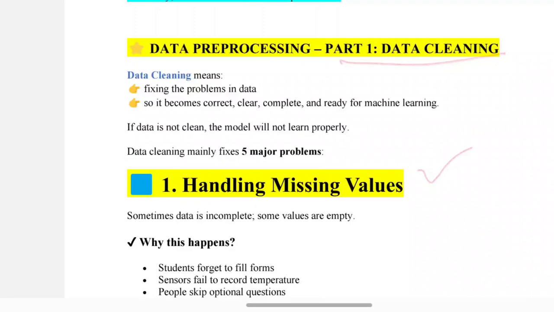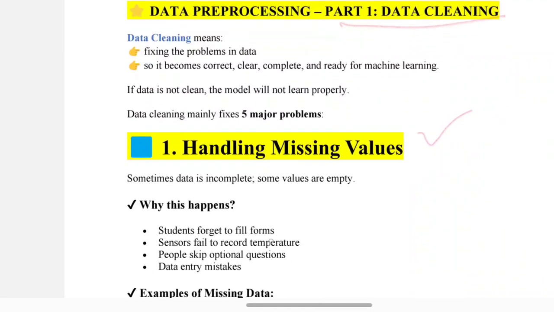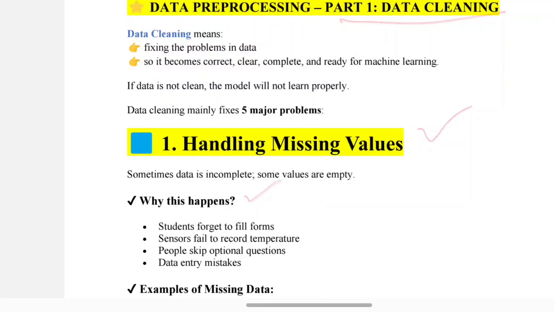The first one is handling missing values. Sometimes some data is blank or empty. Why does it happen? That is the question. Students forgot to fill a form. Let's say a Google form is sent to you and someone from your class forgot to fill it. Sensors fail to record data. For example, I want today's data, but sensors may fail to record it. People skip optional questions, right? Typing mistakes. Sometimes I may type wrongly, or I may write some spelling mistakes on the board. Poor data collection. This all comes under missing values. That is the reason behind missing values.